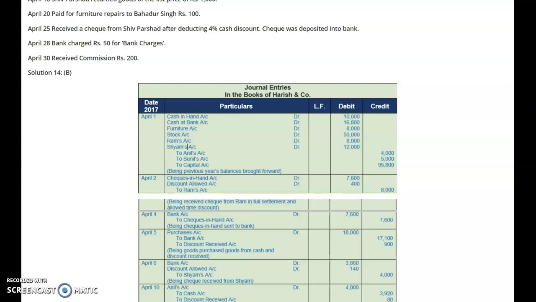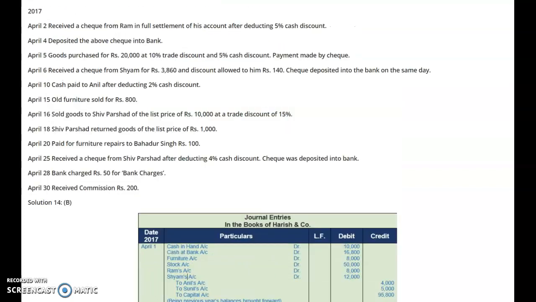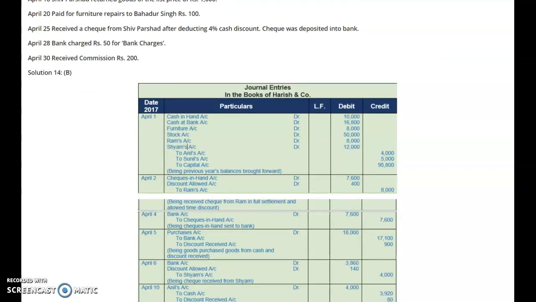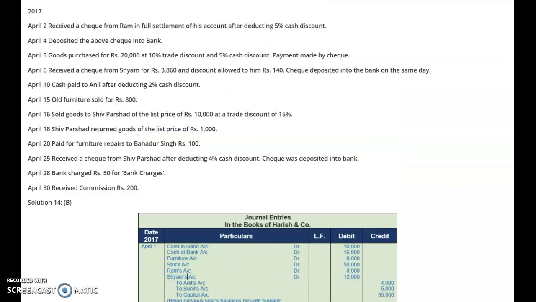So the net entry left out: bank account debit, discount allowed account debit to Ram account. But you are not allowed to do this because in order to show the complete information and transparency, we have to record this entry also. So the entry for deposit of the above check into bank will be bank account debit to checks in hand. So this way we had recorded this entry for deposit into the bank.